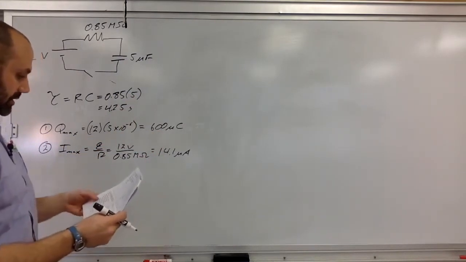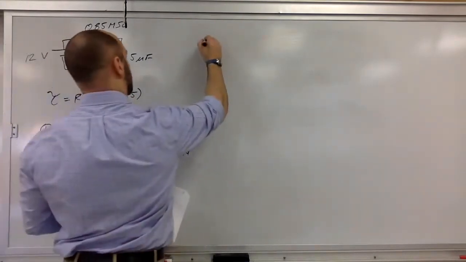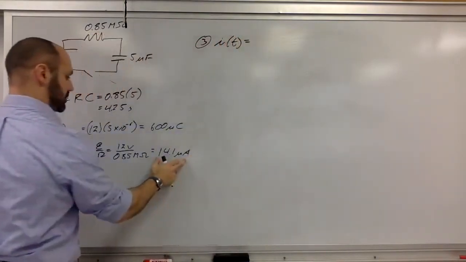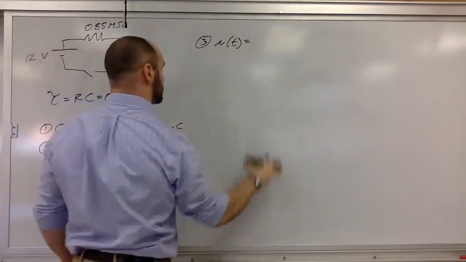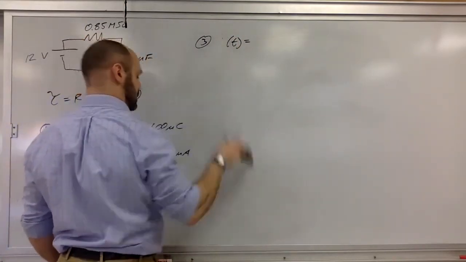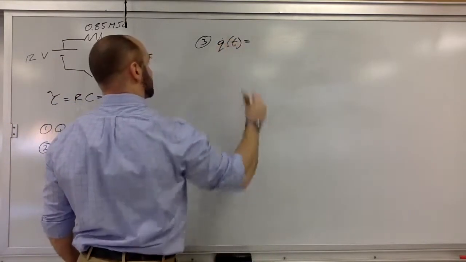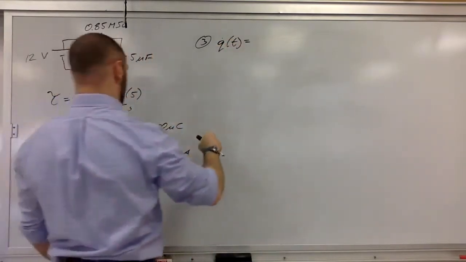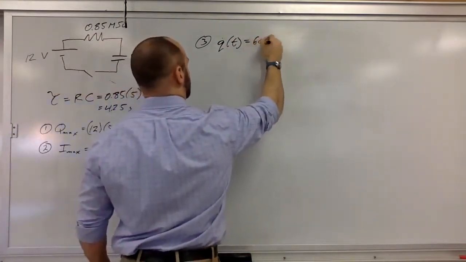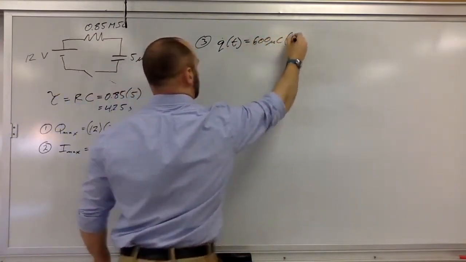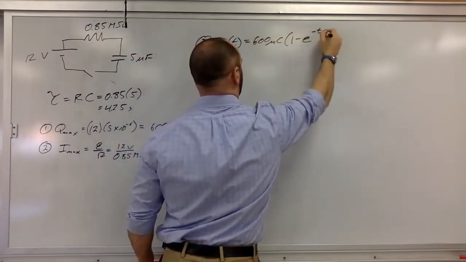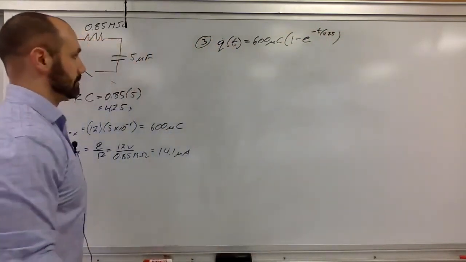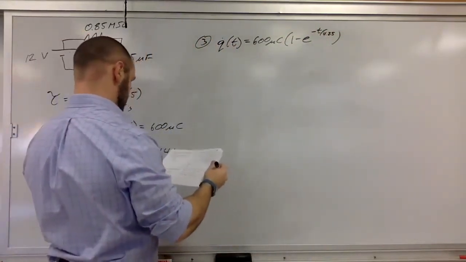And so then for 3 it says charge is a function of time. Charge is something that's increasing, right? And so that's the charge collecting on the capacitor. So that's going to be this, 600 microcoulombs times 1 minus e to the negative t over 4.25, which is the time constant. And then 4 is asking for current as a function of time.